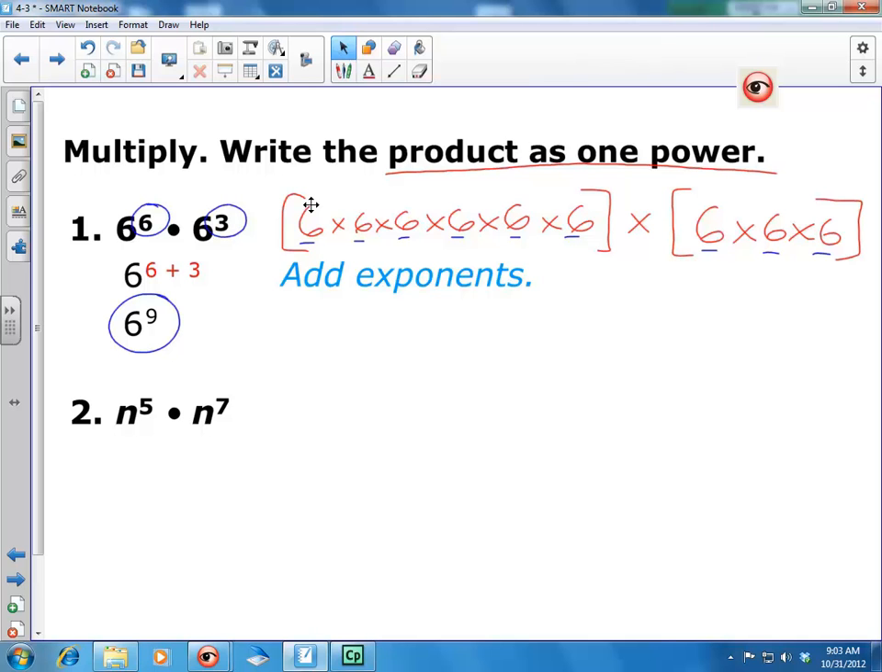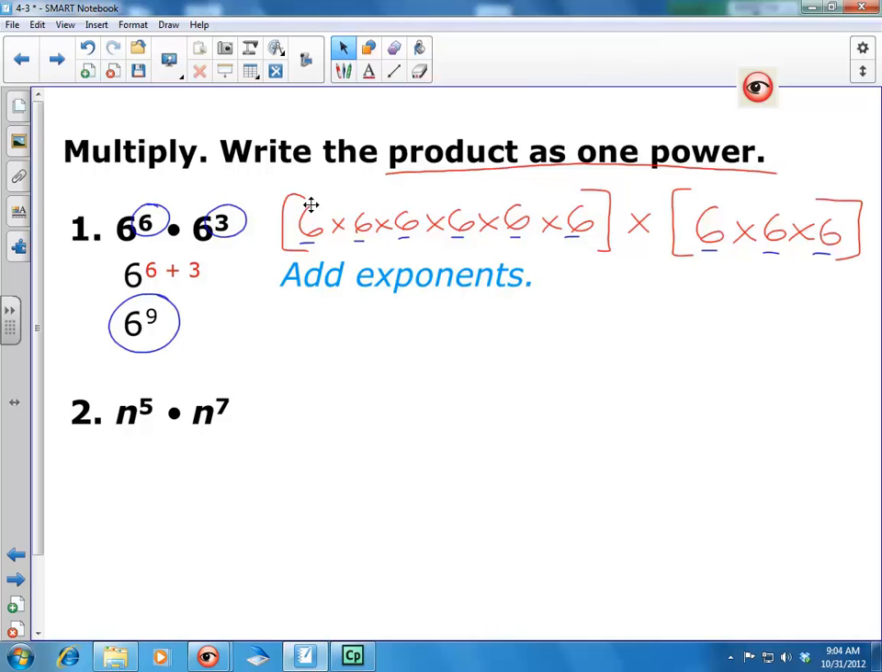Now, this only works if your base is the same. If this was 6 to the 6th power times 5 to the 4th power, that wouldn't work because our bases are different. So if it wanted you to actually find your answer, you would have to multiply it all out to find your answer. But you could not write your product as one power in that instance.